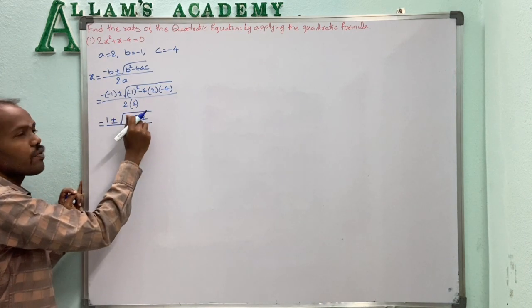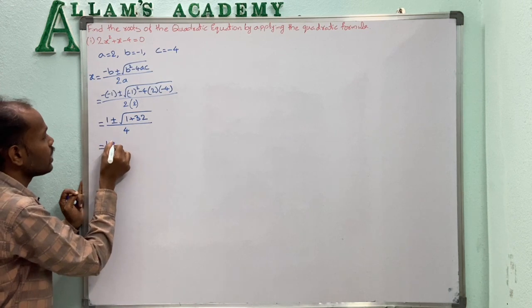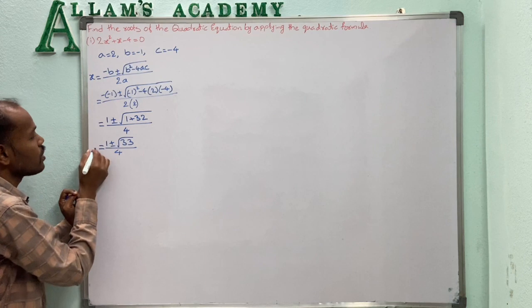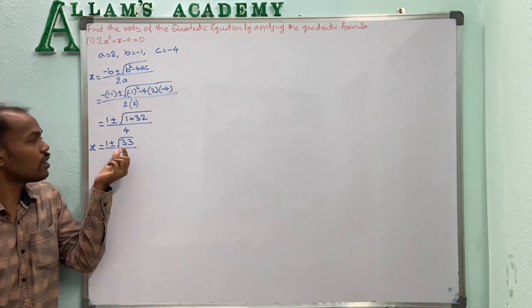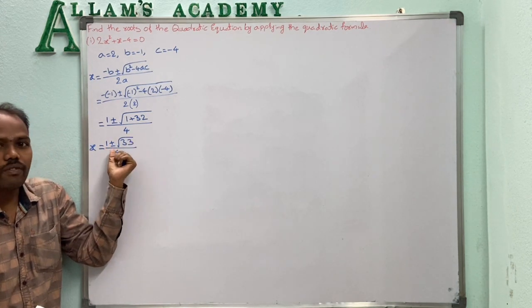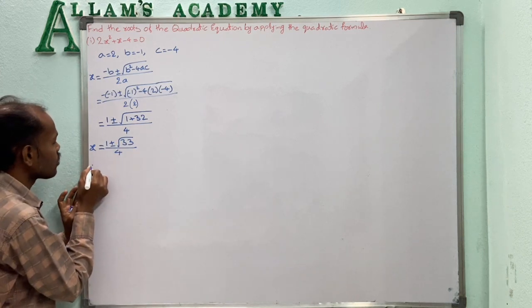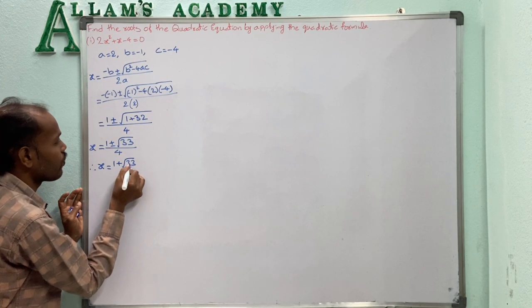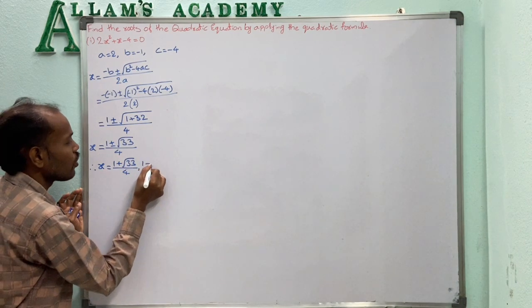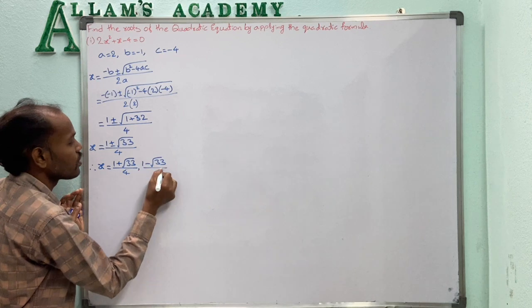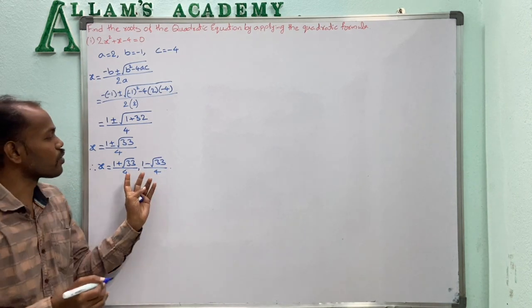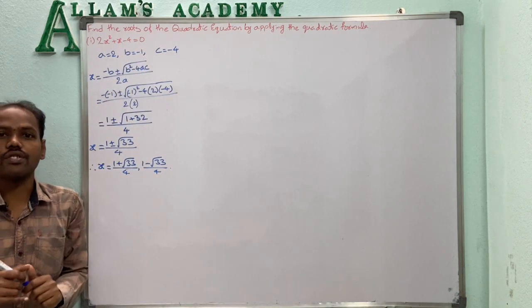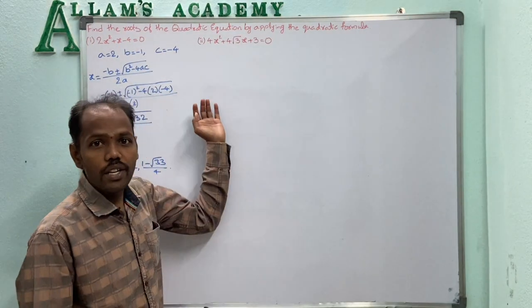So under root 1 plus 32 is 33. So 1 plus or minus root 33 by 4. So it is the x value. So here one is plus root 33, one is minus root 33. So therefore now we can write x equal to 1 plus root 33 by 4 and 1 minus root 33 by 4. So these are the two roots of the quadratic equation 2x square plus x minus 4 equal to 0. Now here we observe the second problem.